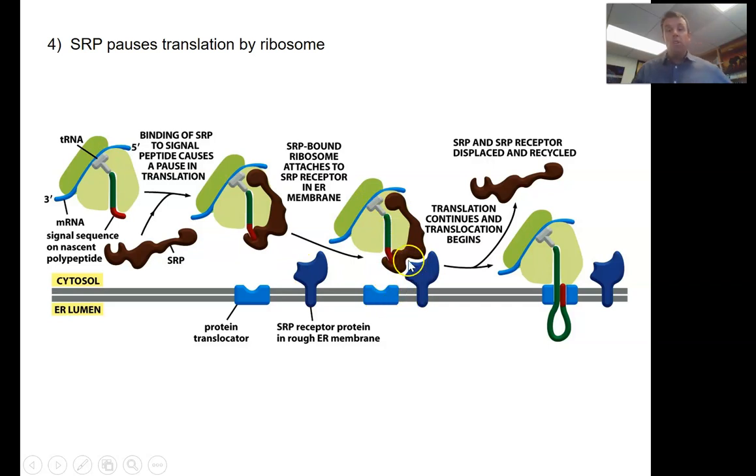And then, as the video said, once that happens, it brings it really close to a translocator, and we'll learn about this. This is called SEC61. And so that then opens up, and now the ribosome is sitting here, basically inserting the protein into the ER as it's translated.